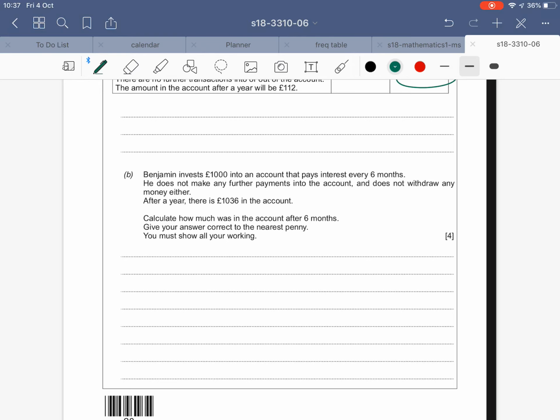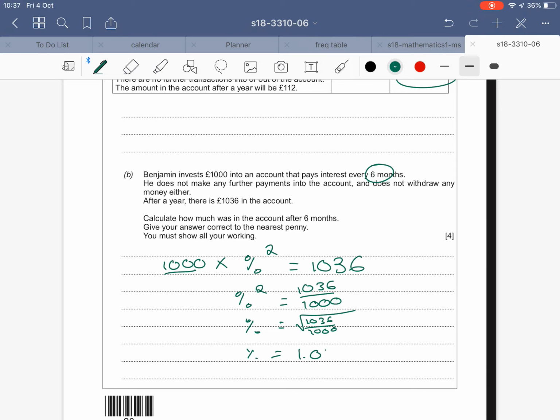So this is like compound interest. So compound interest, we would take our amount, we would times it by our percentage, which we don't have. Because it's paid every 6 months, that's to the power of 2, and we got 1,036. We're basically looking for our percentage or our decimal. So we can first divide by 1,000. So our percentage to the power of 2 is 1,036 over 1,000. And then our percentage would be the square root of whatever that is, 1,036 over 1,000. We should get the percentage then being 1.017. So that's how much it would be after just the 1 year. After the 6 months.